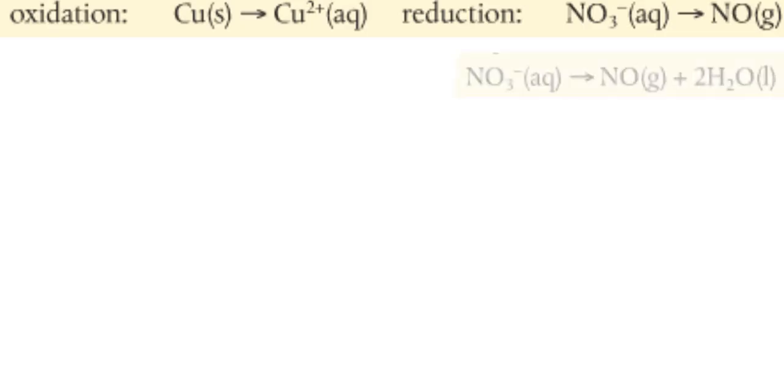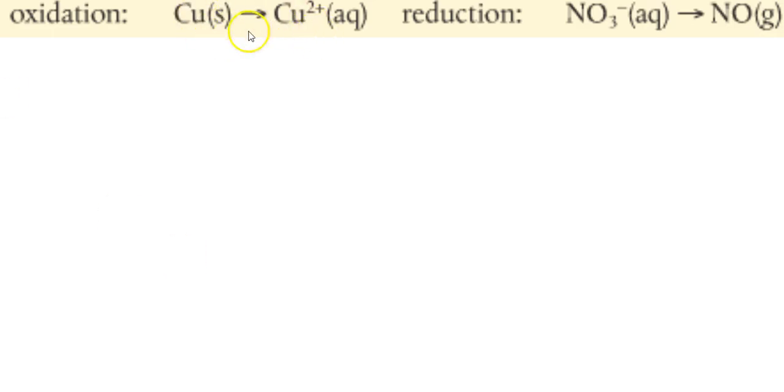And so the first thing I want to do is make sure that everything is balanced. And so right now I have 1 copper on the left, 1 copper on the right. That's good. I've got 1 nitrogen on the left, 1 nitrogen on the right. Good. The oxygens and hydrogens you don't have to worry about balancing right now, because that's going to be the next step. The next step is to add water to balance any oxygens.